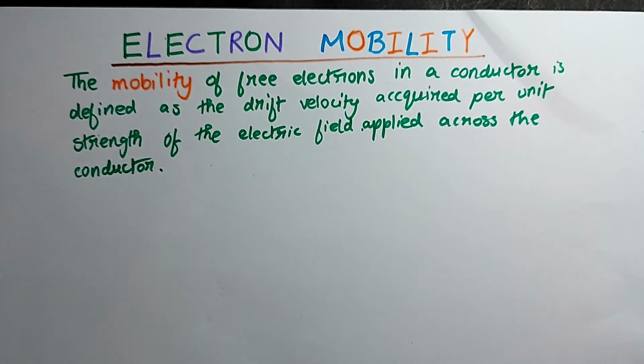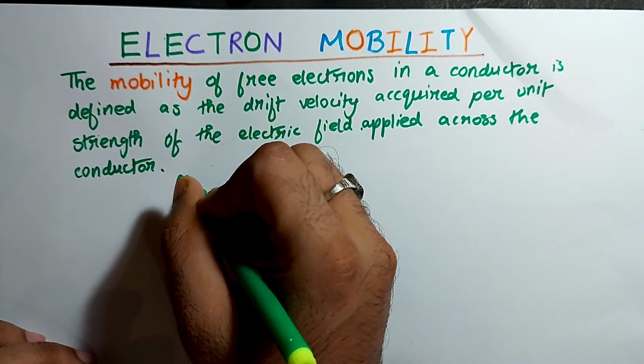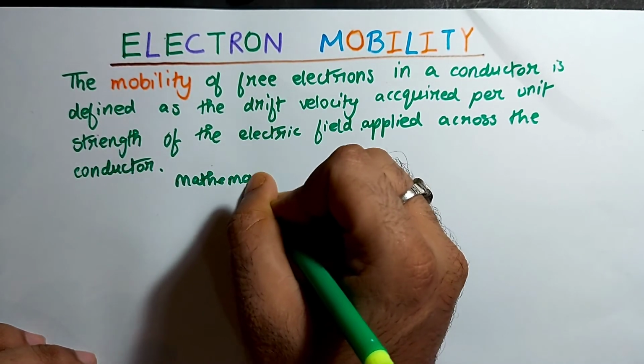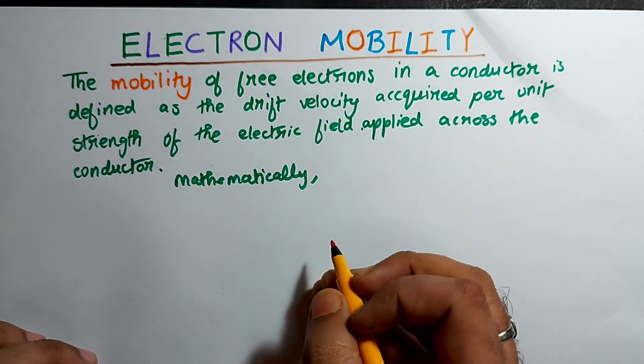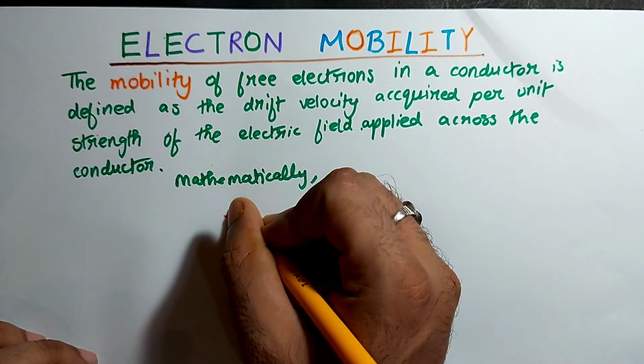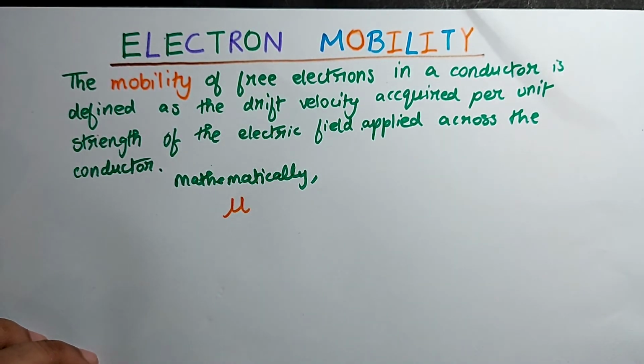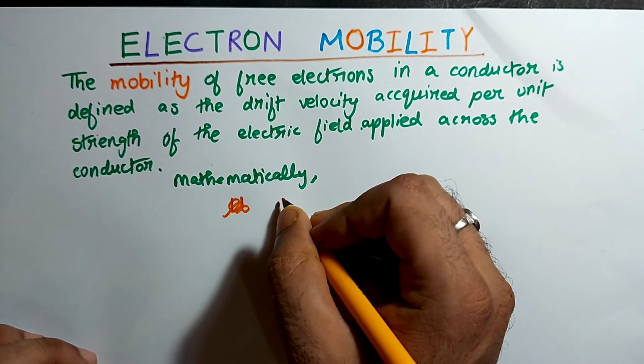In order to define mobility of free electrons, the definition says the mobility of free electrons in a conductor is defined as the drift velocity acquired per unit strength of electric field applied across the conductor. Or we can write it mathematically as: what is mobility? The symbol for mobility is mu.